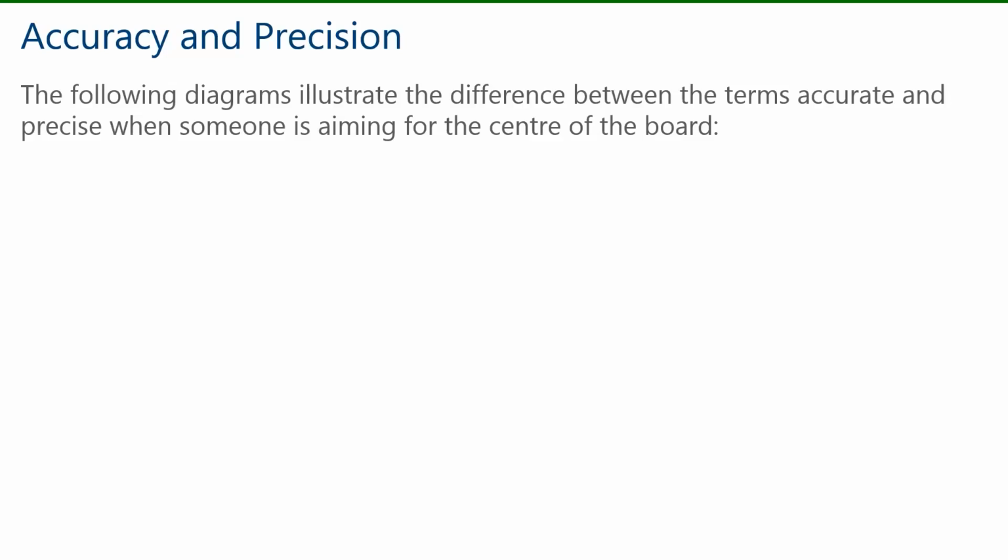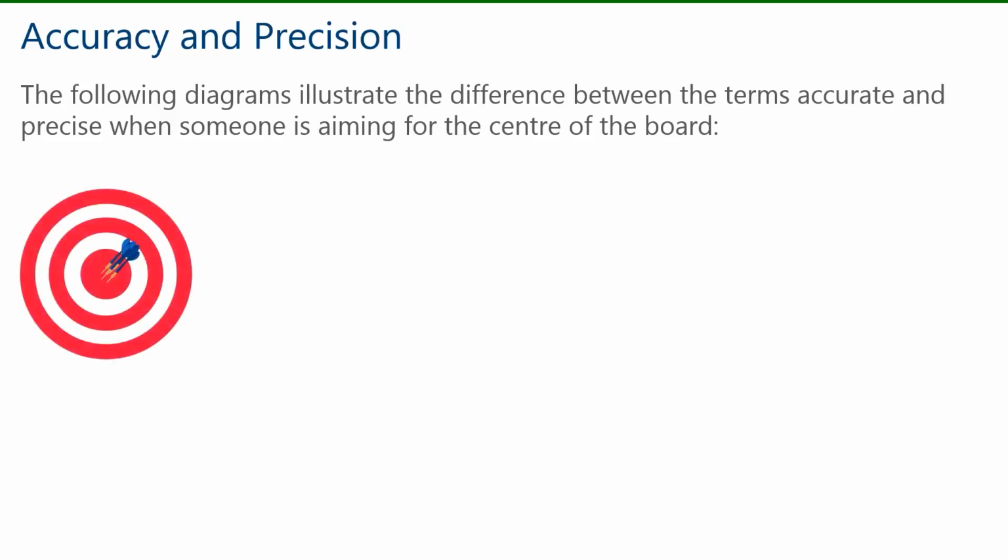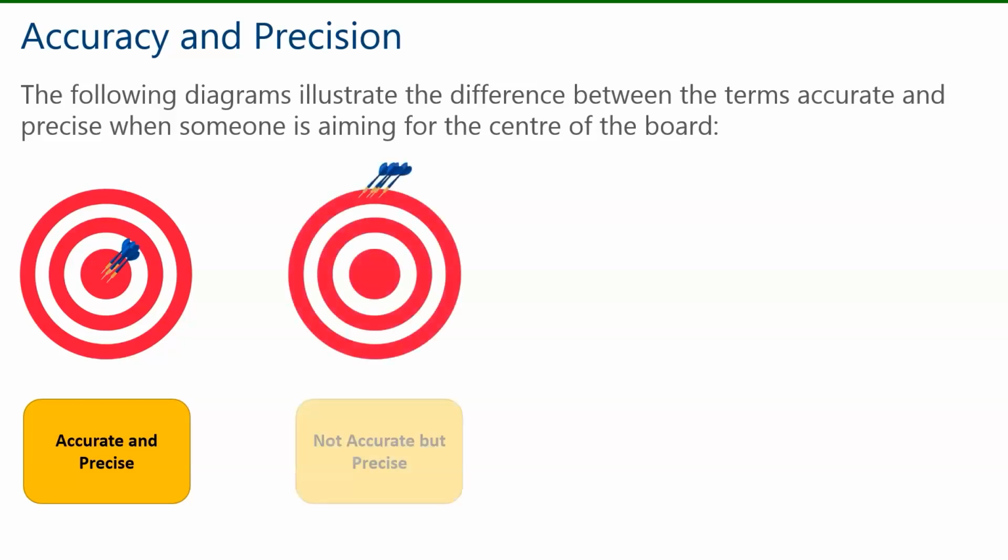The following diagrams illustrate the difference between the terms accurate and precise when someone is aiming for the center of the board. The first diagram is both accurate and precise. The person was aiming for the center of the board, and the darts are clustered in the center of the board, so they're accurate. They're also precise because they're close together. Our second diagram shows not accurate but precise. The person was aiming for the center of the board, and they are far from the center of the board, so this data is not accurate. It is, however, precise because the darts are close to one another.